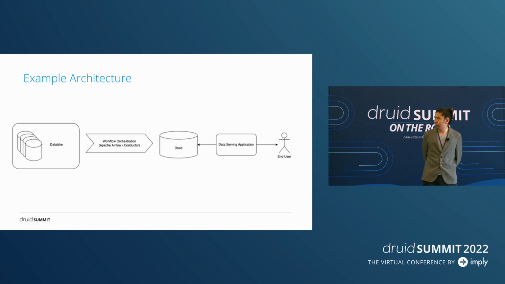We would use a workflow orchestration tool, Airflow, Conductor, pick your poison, to take the format of the data lake and partition it the way that we want, right? And then further up, submit the JSON spec into Druid for Druid to ingest, right?